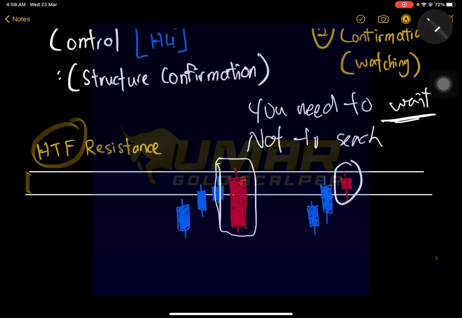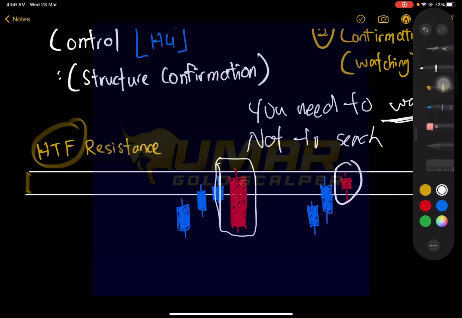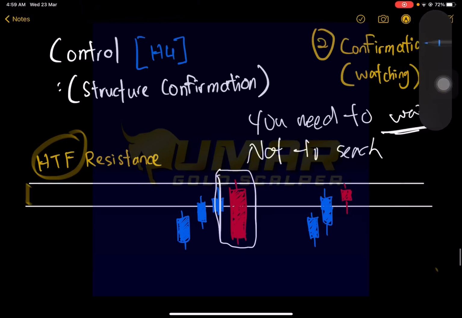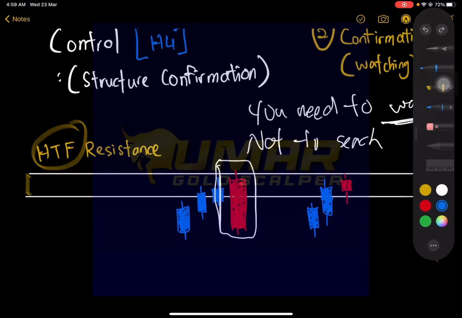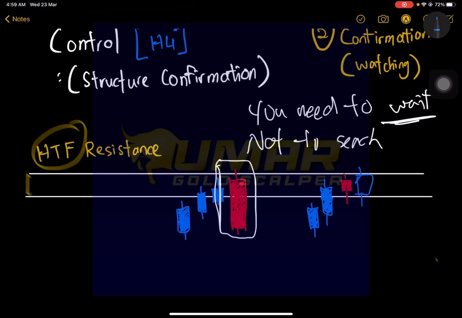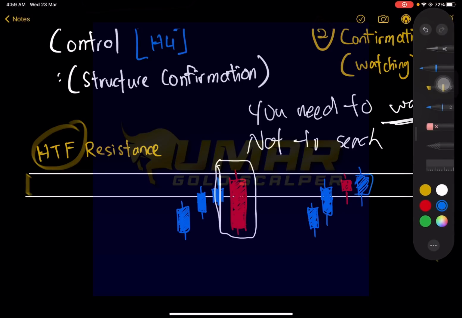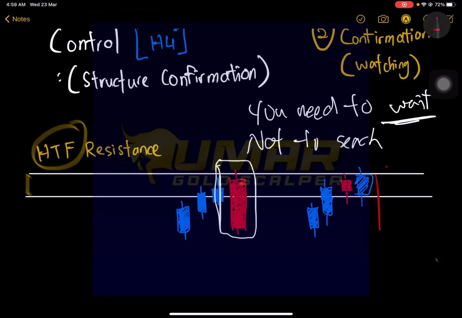And the meaning to wait is some sort of like this. Right? And then suddenly just like that. So this is the confirmation, not this little boy. Okay, because it's very clear, this is the significant drop.